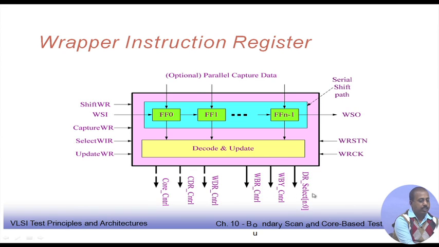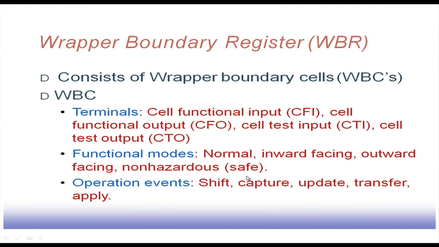This DR select is basically which register we are going to update. So, data register select, 0 to n if there are n registers, tells which register you are going to update. Then the wrapper bypass control: if this is 1, that means the wrapper will be in bypass mode. Then this BR control decides whether we are going to do this bypass register control.